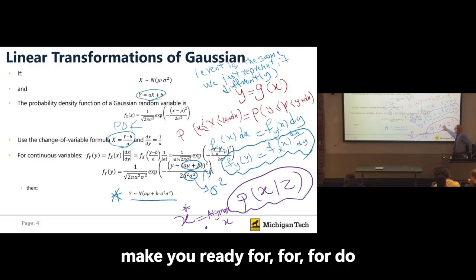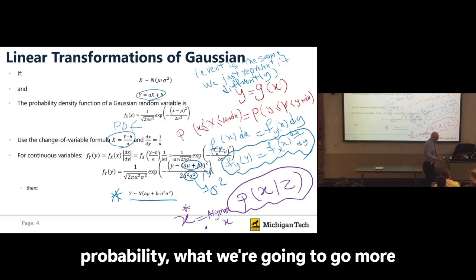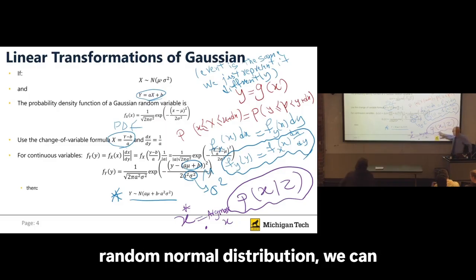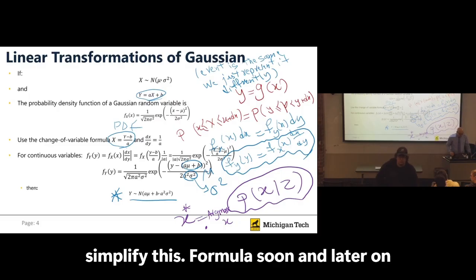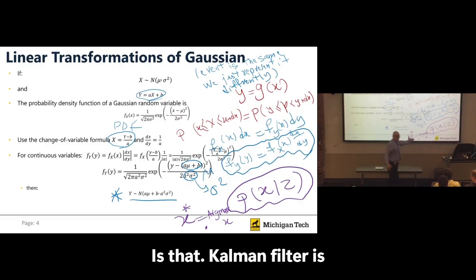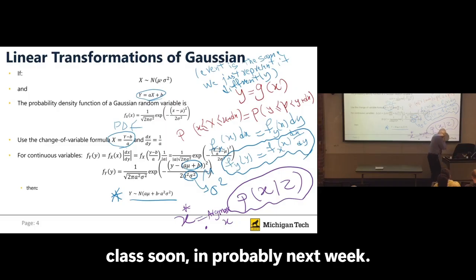We already explained conditional probability, but we're going to go more in that, especially right now that we know the normal distribution. We can simplify this formula soon, and later on you can see the Kalman filter, for example. Kalman filter is something that you can learn in this class soon, probably next week.